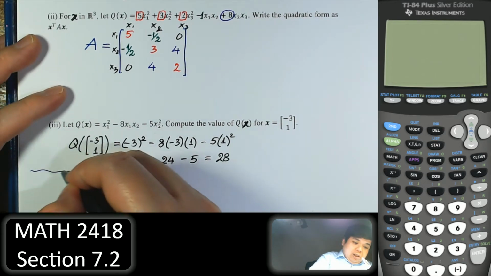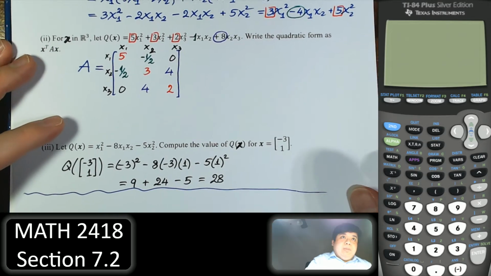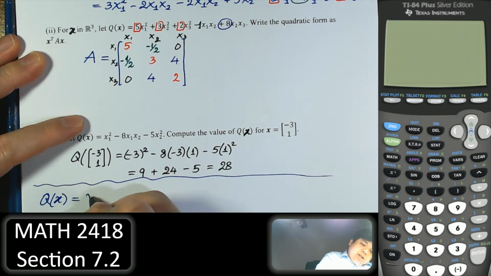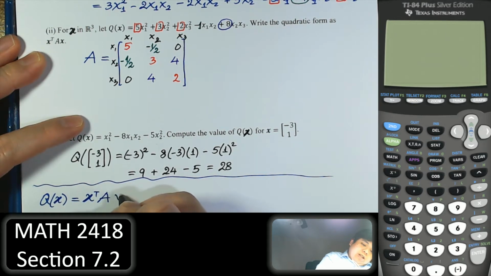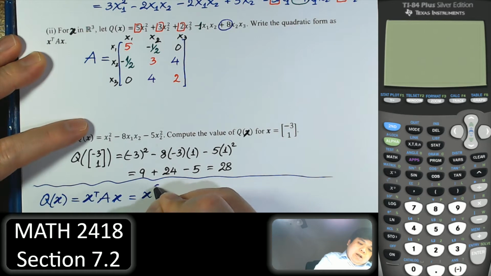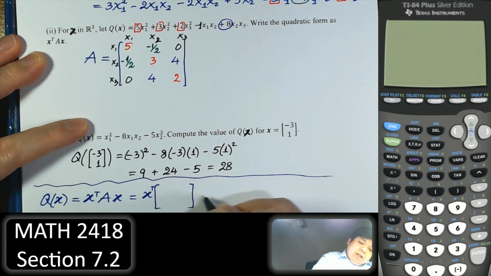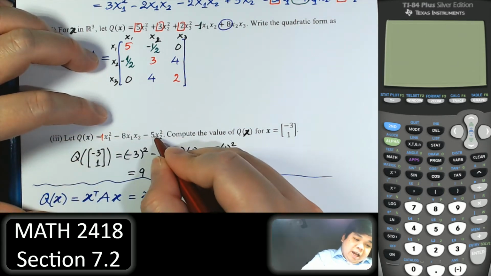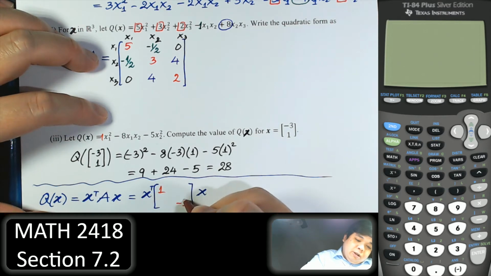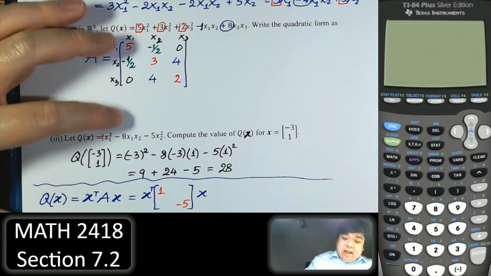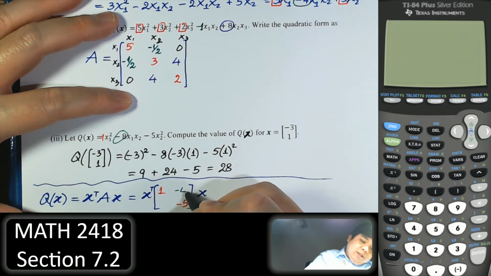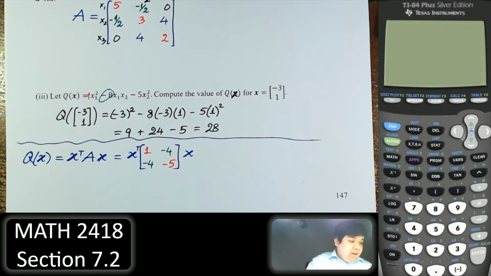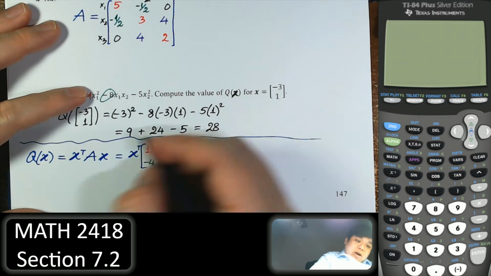Another way to do that is to rewrite this as a matrix, as x transpose Ax. The matrix would have 1 and -5 on the diagonal, and the other entries are -8, split in half. So that is the quadratic form in vector form, and now we're just going to put -3 and 1 in it.